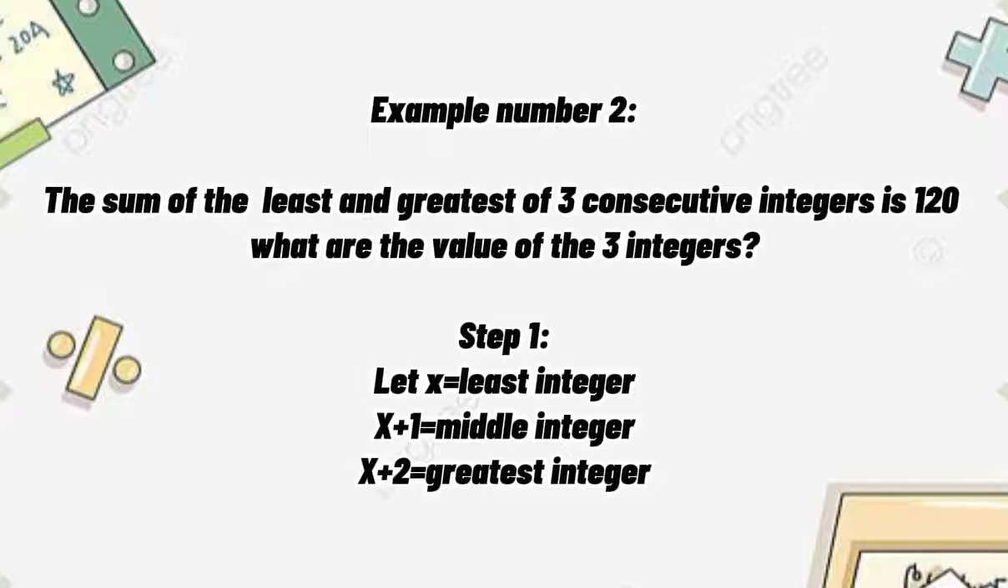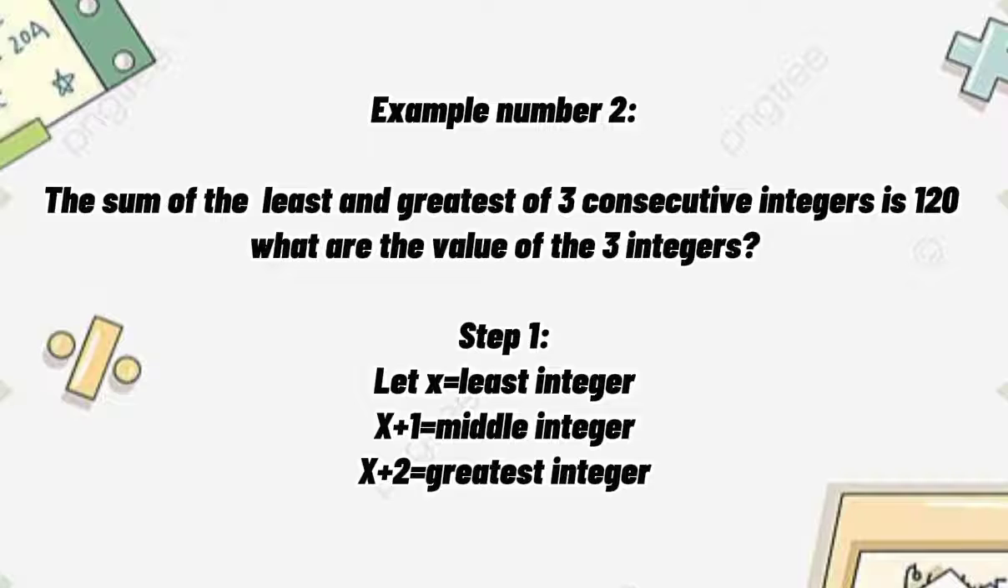For example number 2, the problem is: the sum of the least and greatest of 3 consecutive integers is 120. What are the values of the 3 integers? But before getting the values, we need step 1, assign every variable. So, let x be your least integer. x plus 1 is equal to the middle integer. And x plus 2 is equal to the greatest integer. This is your formula now.